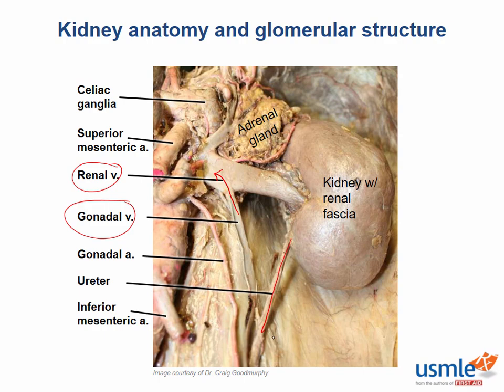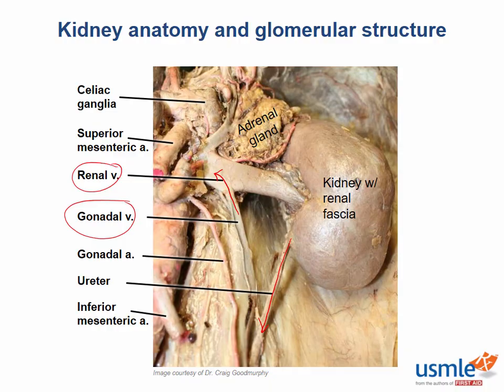Now, if you follow the ureter's course, you can see that it originates from the kidney hilum and descends inferiorly to the bottom of the image. Unfortunately, the scope of the image ends just prior to the interaction between the ureter and the gonadal vessels. However, do you know the anatomical relationship between these two structures?